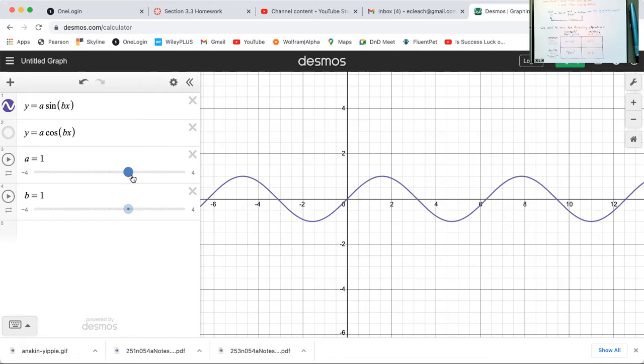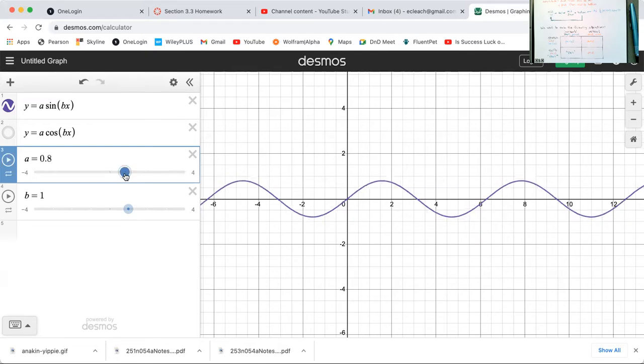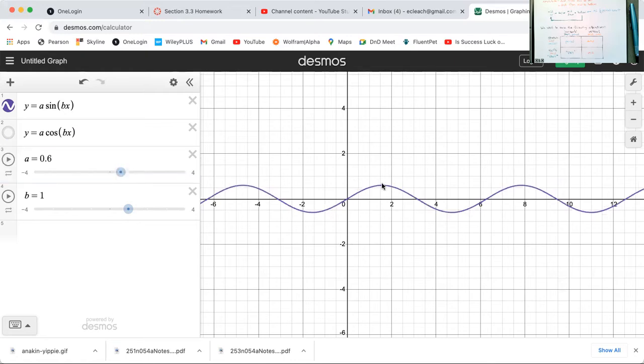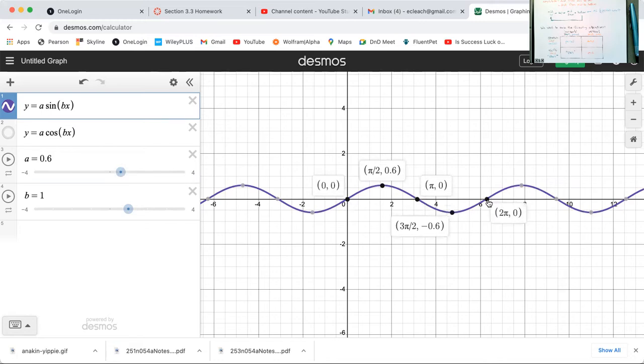So multiplication after the trig function changed the amplitude. The middle stayed where it was. I didn't shift it anywhere. I just stretched it. Now, if I make a go less than 1, so if I drop a down below, notice that if a is 0.6, then the top and the bottom are at 0.6 and -0.6. The period is still 2 pi, the middle is still at 0. So we've stretched it, but flattened it, so it's kind of a squish.